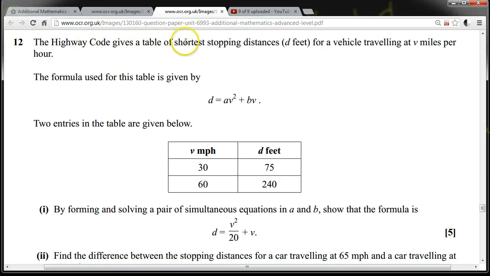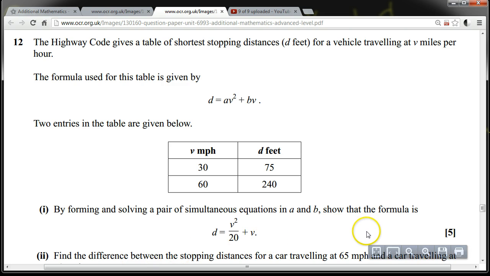The highway code gives a table of shortest stopping distances, d feet, for a vehicle travelling at v miles per hour. The formula used for this table is given by this, d equals av squared plus bv. Two entries in the table are given below. By forming and solving a pair of simultaneous equations in a and b, show that the formula is this.